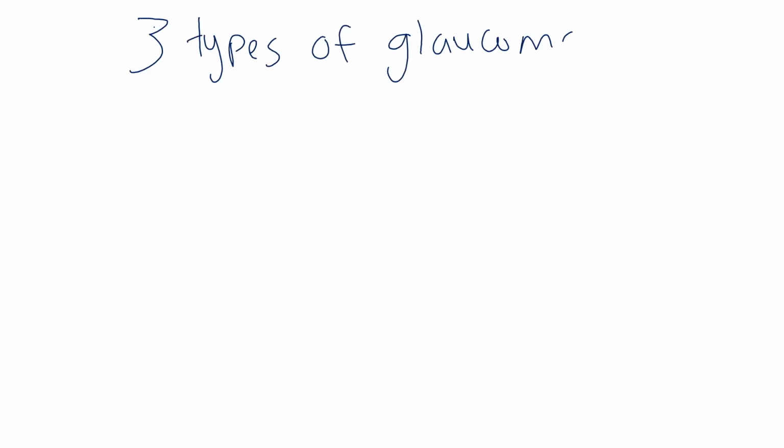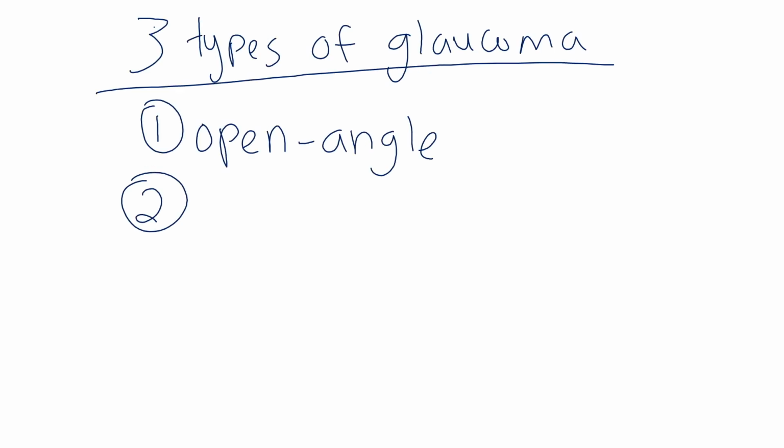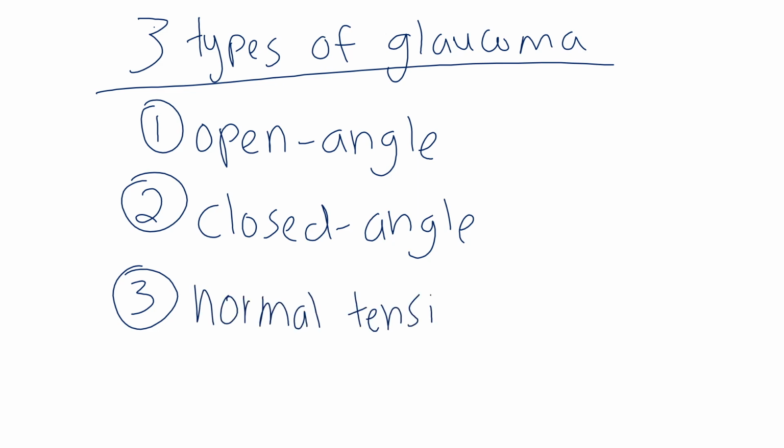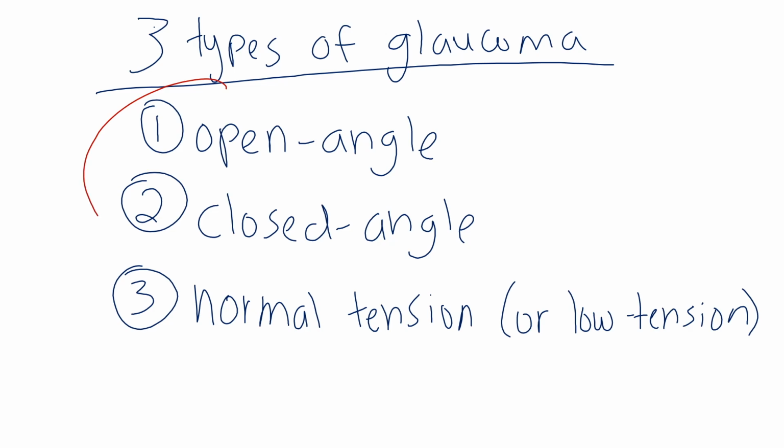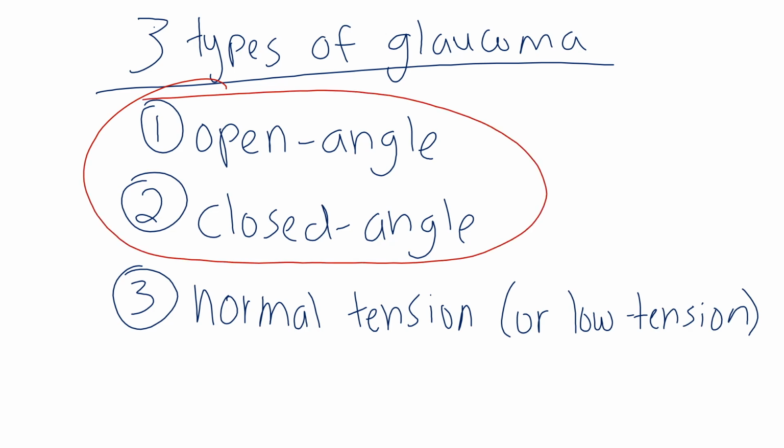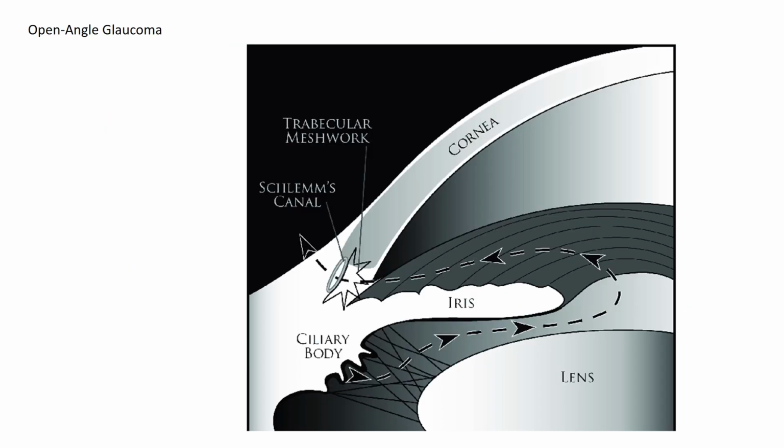There are three types of glaucoma: open angle, narrow or closed angle, and normal tension or low tension. Today, we'll be primarily focusing on open angle and closed angle glaucoma. The most common type of glaucoma is open angle glaucoma, with approximately 90% of all glaucoma cases. Open angle glaucoma occurs when the angle between the cornea and iris is open and normal, but the drainage system or trabecular meshwork slowly gets clogged.